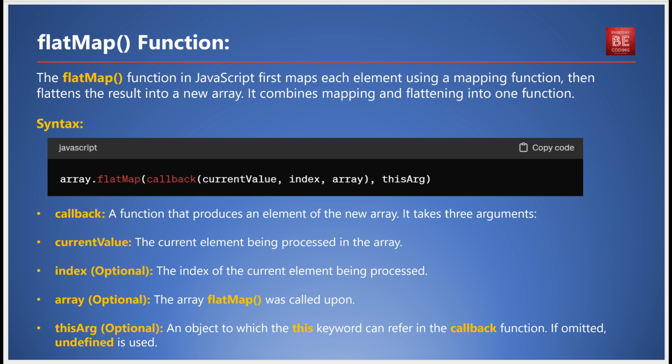The syntax for FlatMap is as follows. The function takes in a callback function, which produces an element of the new array. This callback function takes 3 arguments: the current element being processed, the index of the current element, and the array FlatMap was called upon. There's also an optional thisArg parameter, which can be used to refer to the this keyword in the callback function. If it's omitted, undefined is used.